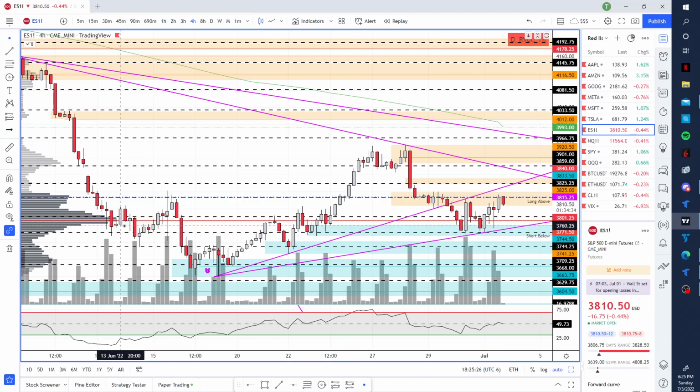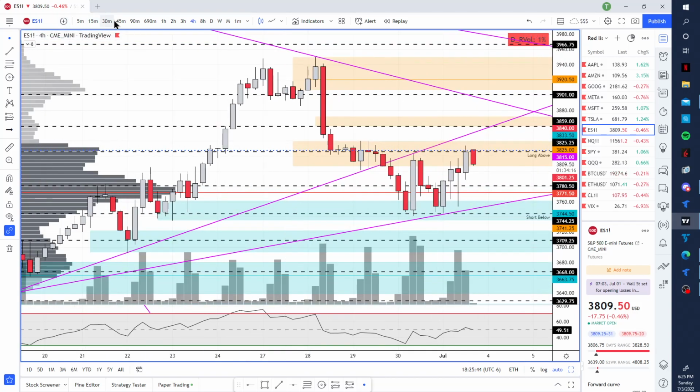Like the volume, this is the biggest zone right here, but the volume falls off under this 3744. There's really not much down here. So I would expect us to at least drop to this next zone, and that's like a 40-point move or something.